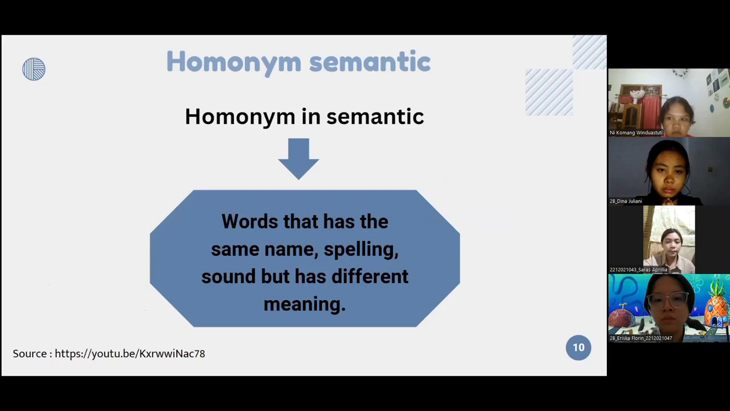And then second, let's talk about homonym semantics. So homonym semantics is a word that has the same name, spelling, and sound, but has different meanings. I'll give you the example in the next slide.